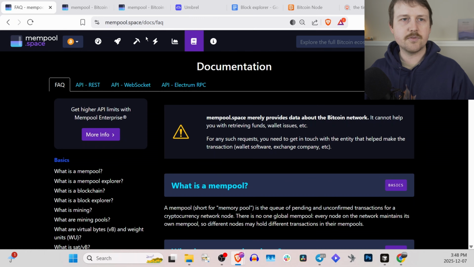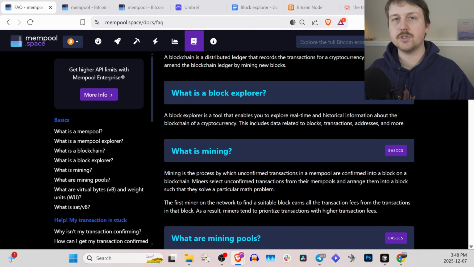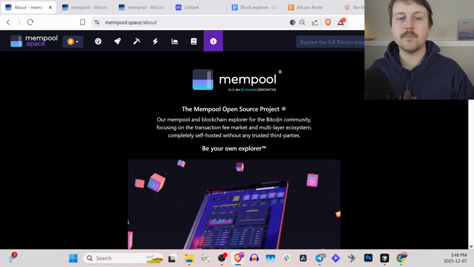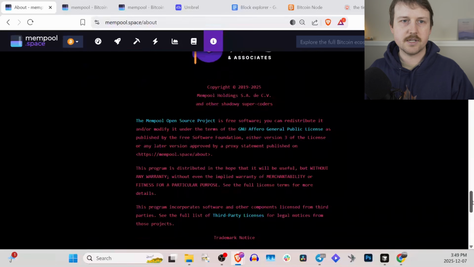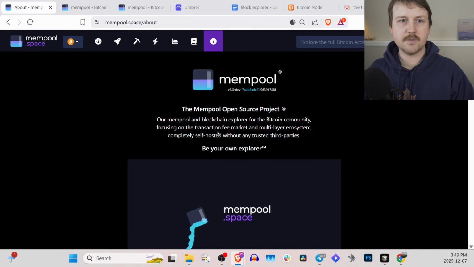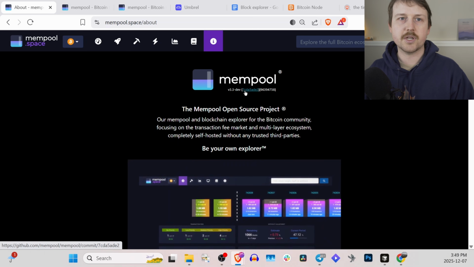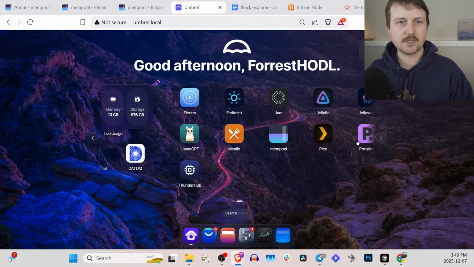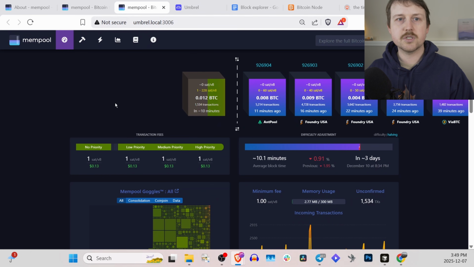If you click this documentation icon here, you can find out a lot of information. Any questions you might have are going to be answered in here. You can also hit this i, and it'll tell you more about the open source project that is Mempool and who funded it, and so on. You could actually go to the GitHub of this, download the code base, and run it on top of your Bitcoin node, or you could use something like Umbrel, which is what I have running right now. On this server, I'm running an implementation of Bitcoin Knots, and I'm running Mempool on top of that. And if you click that, it's actually going to bring me to this tab here, which is my own instance of Mempool.